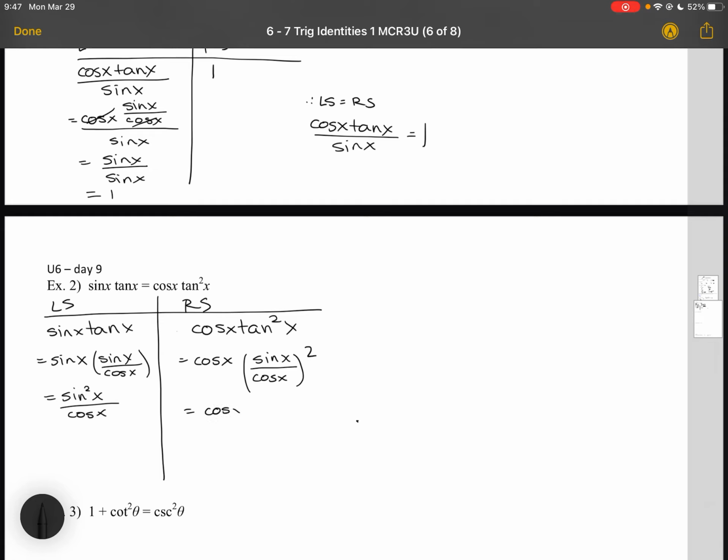Here I've got cos x times sine squared x over cos squared x. But look at that. I can use my knowledge of powers to say that I'm left with only one cos x on the bottom. And I've got sine squared x over cos x on the top. Now my two sides are equal. So my left side is equal to the right side. Therefore, my identity is true.